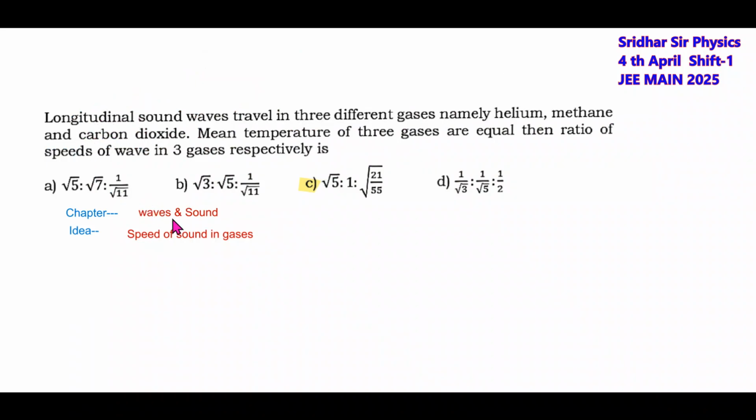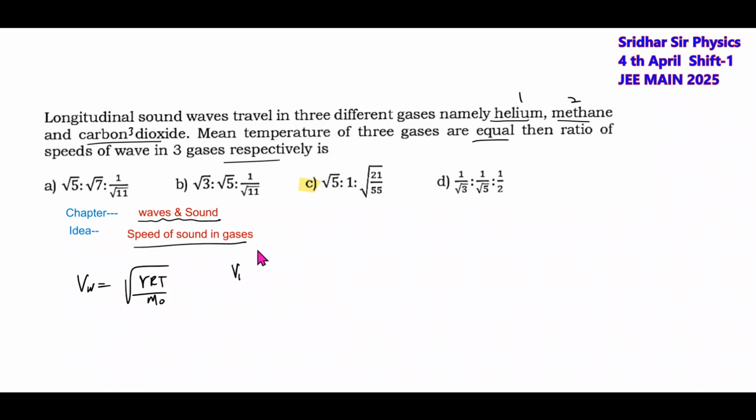We have a question based on the chapter waves and sound, related to speed of sound in gases. Longitudinal sound waves travel in three different gases, namely helium, methane, and carbon dioxide. The mean temperature of the three gases is equal, the temperature is the same. Then find the ratio of speed of waves in the three gases respectively. Speed of sound in any gaseous medium is given by this formula. It asks for the ratio. We'll call them 1, 2, and 3.